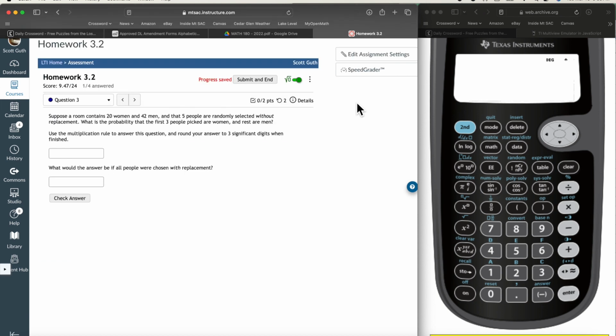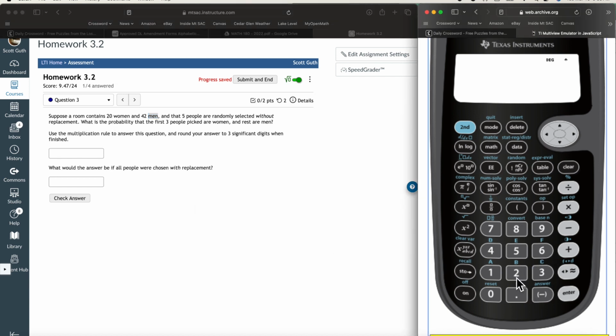One more problem here. This one's question 3. I don't know if it's going to randomize the answers or not, but on question 3, we're going to have to do the multiplication rule on this one. So it says, suppose a room contains 20 women and 42 men. So that's 62 people altogether. I'll just do that over here. So 20 plus 42, just to have a record of this. It's 62 people altogether. Now 5 of them are going to be selected randomly without replacement.